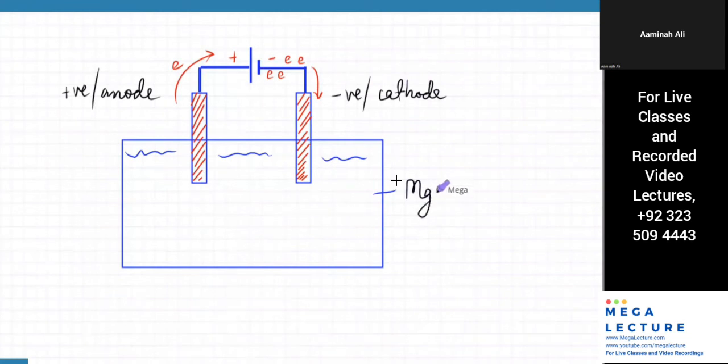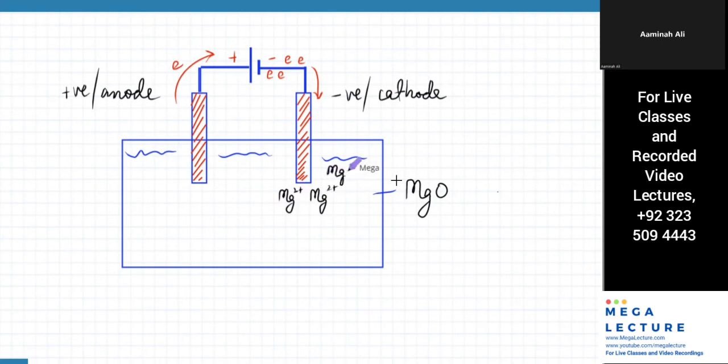MgO. Directly tell me, which ions will get attracted to the negative cathode? Mg2+. The negative cathode will attract all the positive ions, and the positive ion here is Mg2+. So all the Mg2+ gather on the cathode, and who's going to get attracted to the anode? That's going to be O2-, with a charge of minus 2. So all of them get attracted to the anode. So what will be the equation over here?